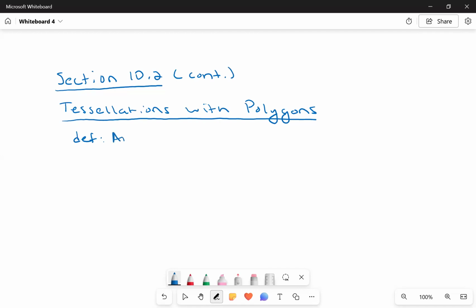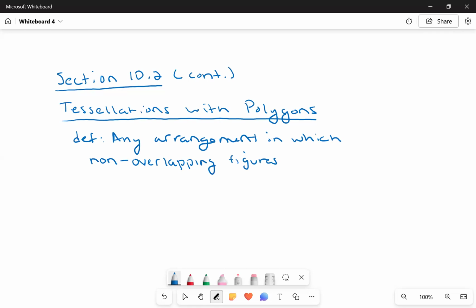A tessellation is any arrangement in which non-overlapping figures are placed together to cover an entire region. So the idea is they fit together perfectly. That's what a tessellation is.